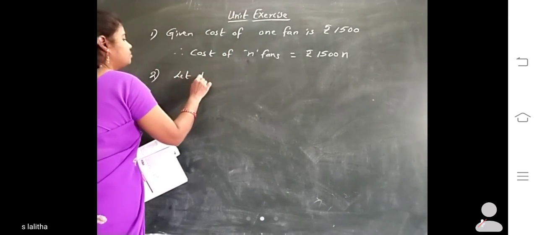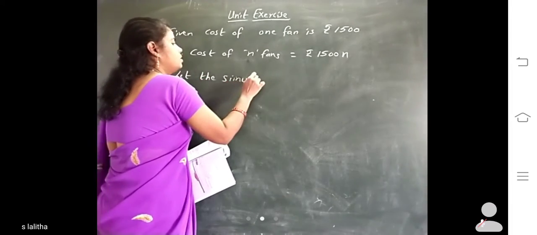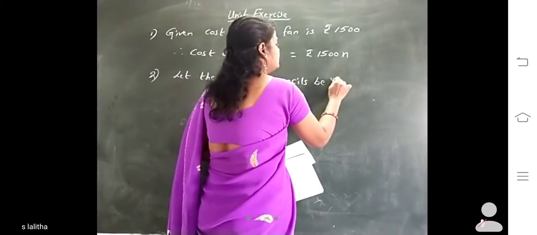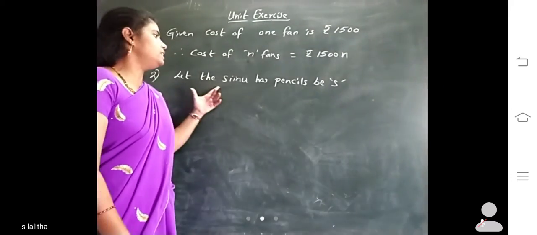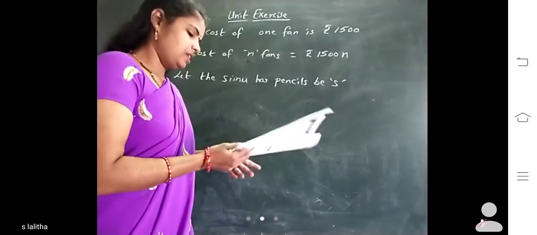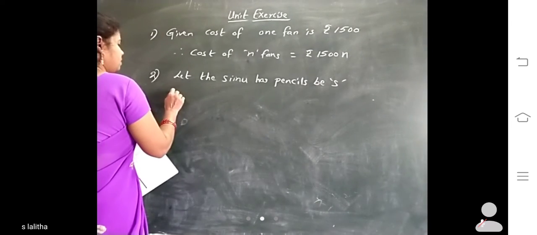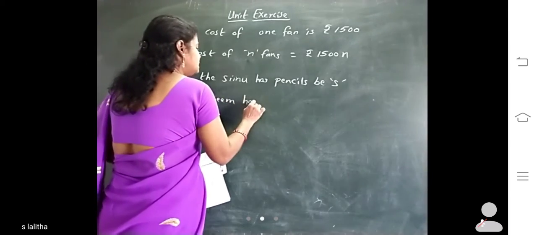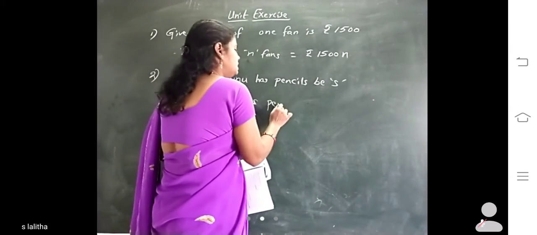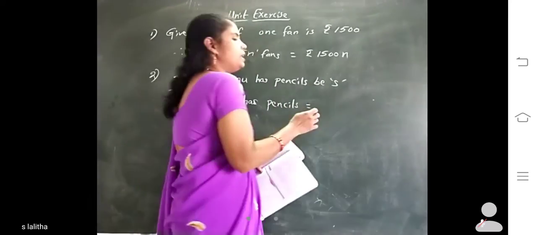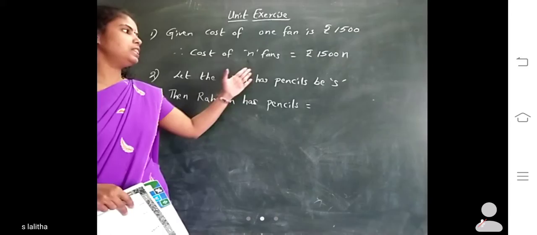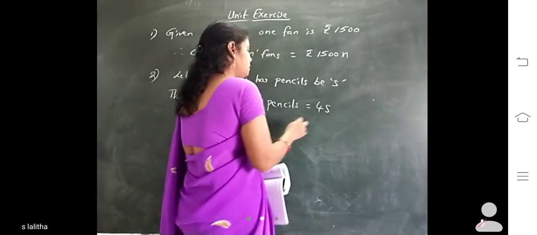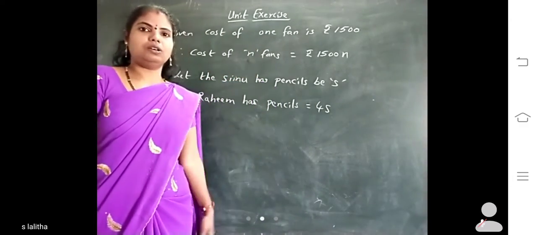Let the Srinu has pencils be s. Edo oka variable iskochu. So let the pencils Srinu has be s. Now, then Rahim has pencils equal to how many times? 4 times than Srinu has. So 4 times means 4 into s, 4s. So Rahim has how many pencils? 4s. Okay. Right.